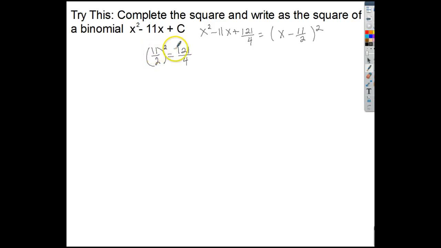And that squared, 11 squared is 121, 2 squared is 4. The constant would have to be 121 over 4 for this to be a perfect square trinomial. If this is a perfect square trinomial, then there is a binomial that you can square to get it, and it was going to be x and then minus and then half of this, x minus 11 halves squared. These are equal.